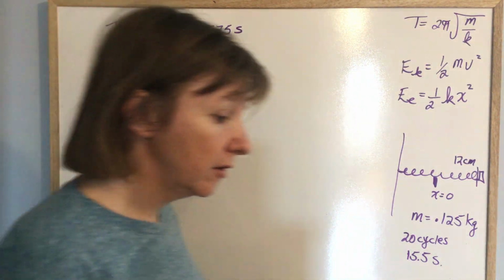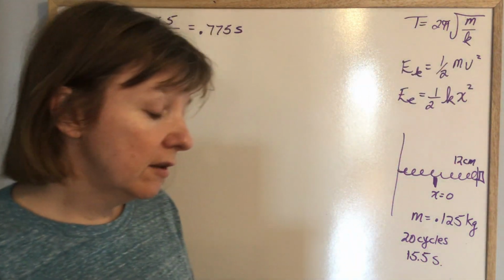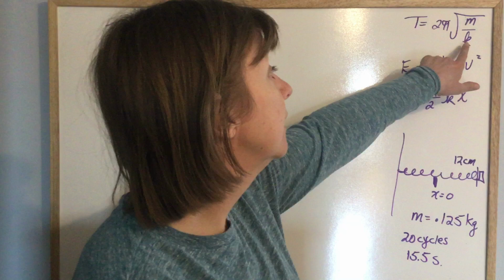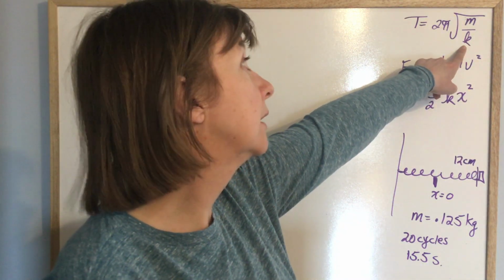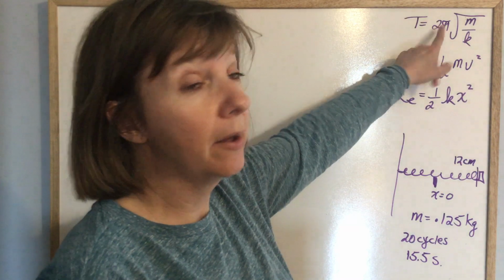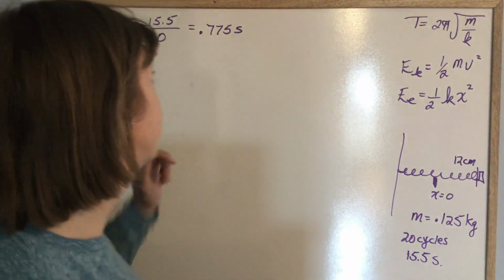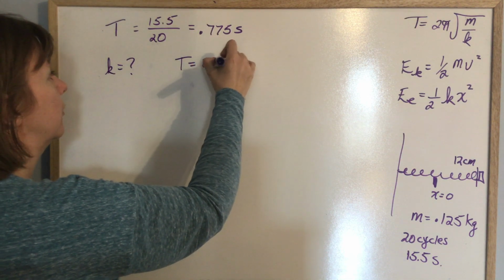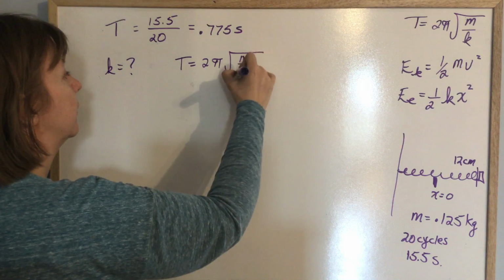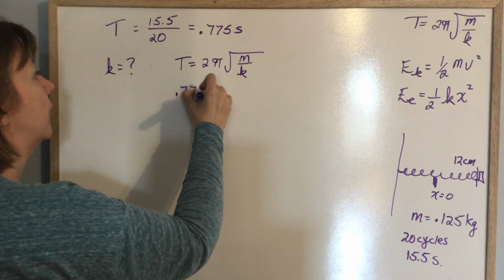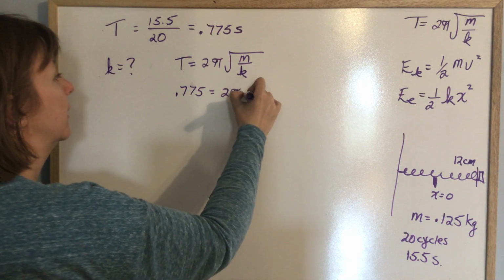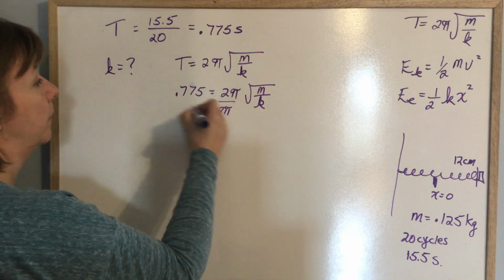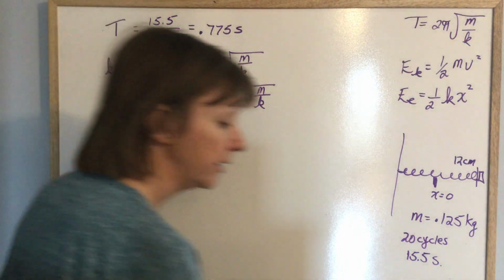Part B says, what is the force constant on the spring? So the easiest thing we could do is, look, there's a formula with spring constant in it. I know the mass, 2 pi, and period, I just figured out. So to figure out my spring constant, I'm just going to do period is 2 pi times the square root of m over k. So 0.775 is equal to 2 pi times the square root of m over k. So I would divide this side by 2 pi.